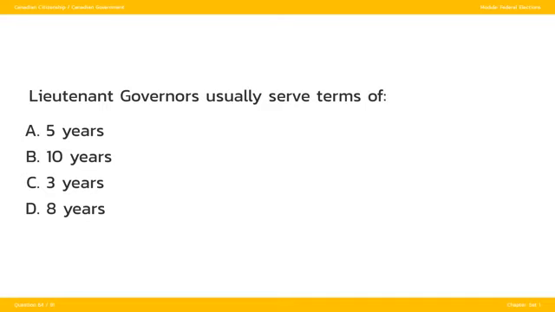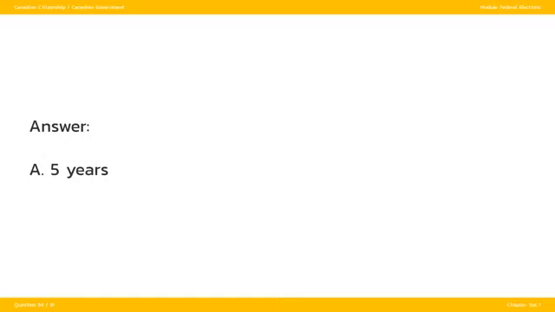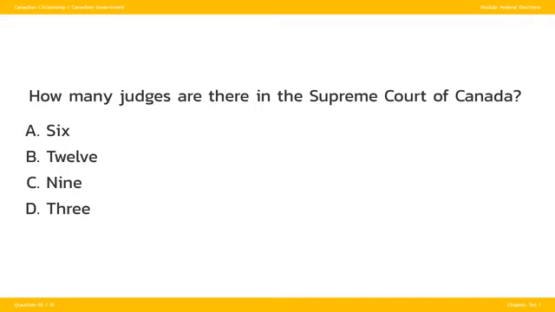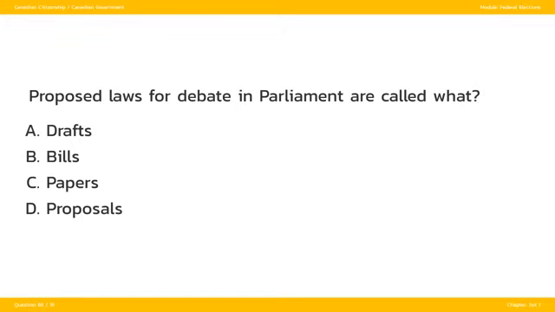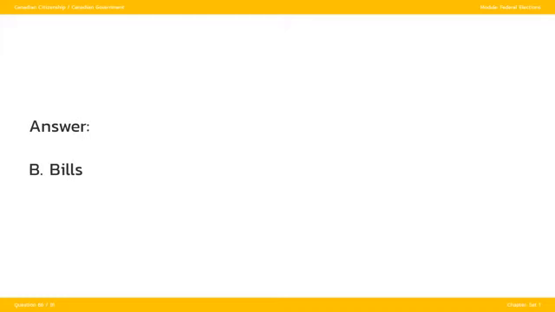Lieutenant governors usually serve terms of A. 5 years. B. 10 years. C. 3 years. D. 8 years. The answer is A. 5 years. How many judges are there in the Supreme Court of Canada? A. 6. B. 12. C. 9. D. 3. The answer is C. 9. Proposed laws for debate in Parliament are called what? A. Drafts. B. Bills. C. Papers. D. Proposals. The answer is B. Bills.